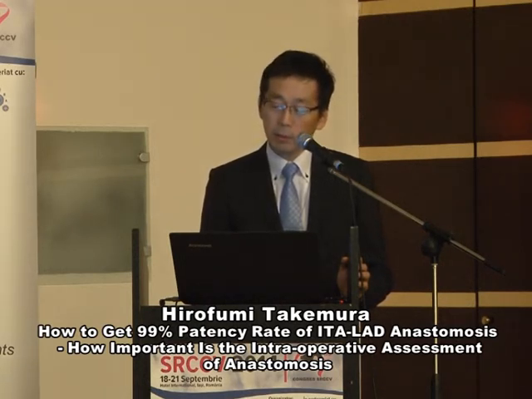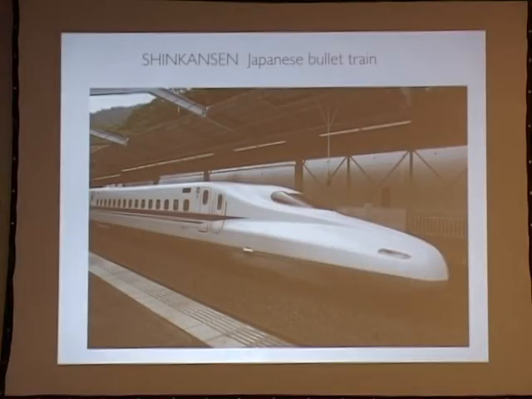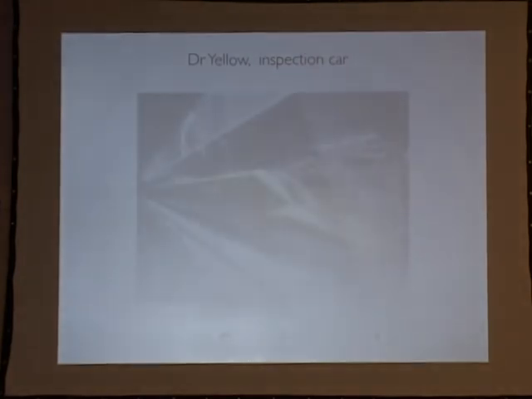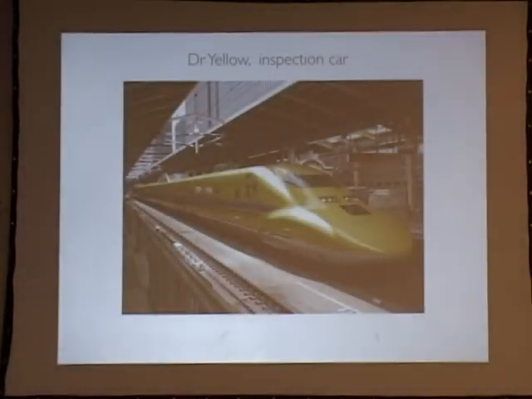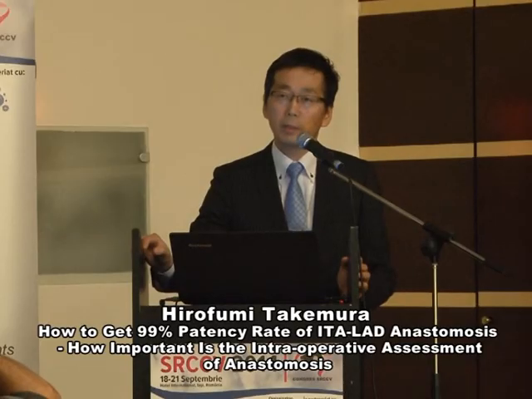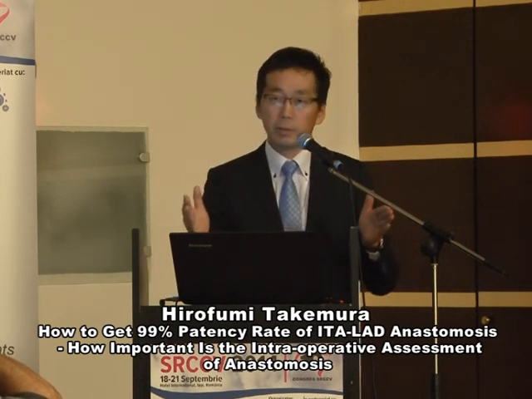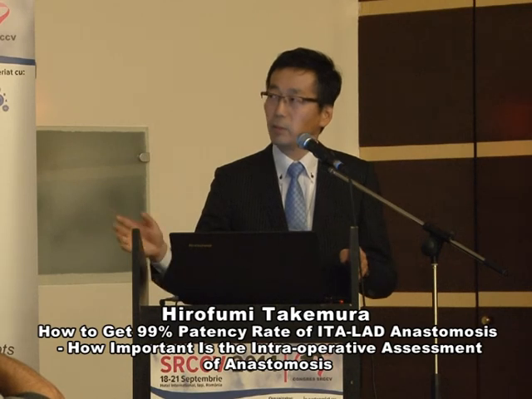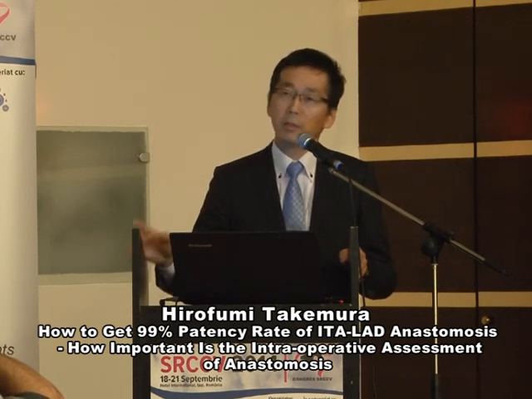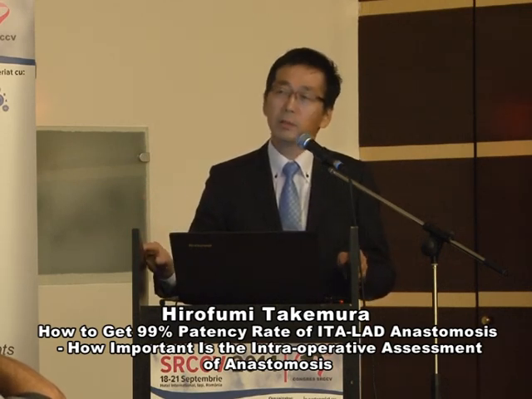This is a Japanese bullet train, namely Shinkansen. Do you know this one? This is a yellow Shinkansen. We call it Dr. Yellow. This is an inspection car. It runs 3 times a week, searching the width of the rail and everything by this train. So if we see this yellow Shinkansen, we are very happy.